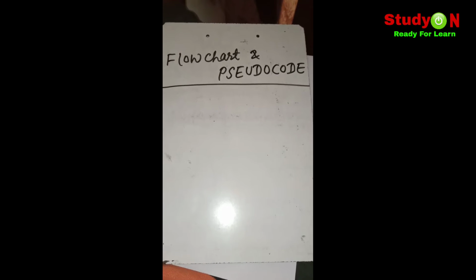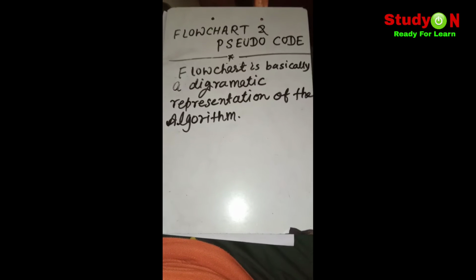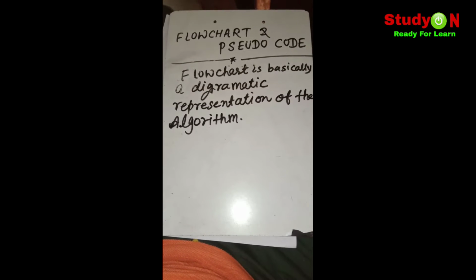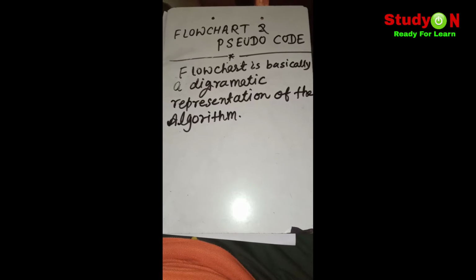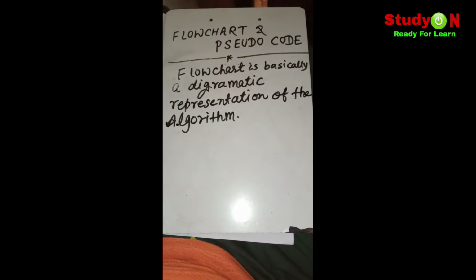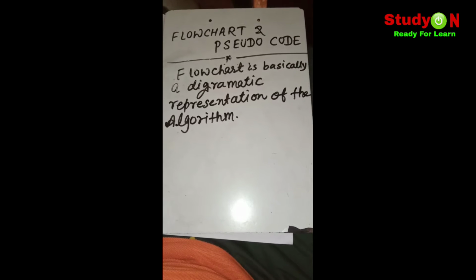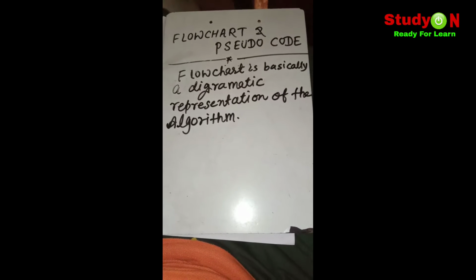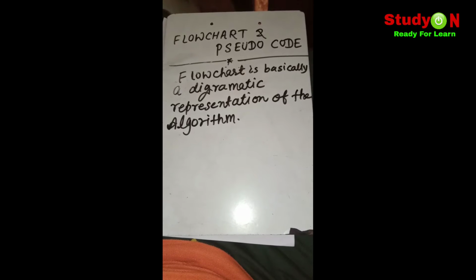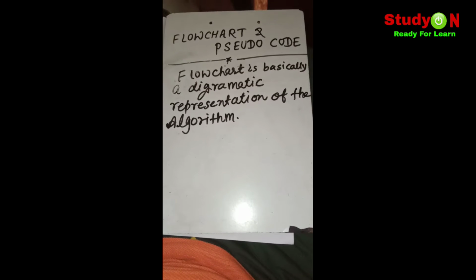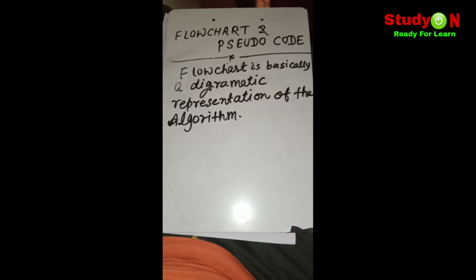Today I am going to discuss flowchart and pseudocode. Then what is a flowchart? A flowchart is basically a diagrammatic representation of an algorithm. For making a flowchart, we need some shapes and their uses. Let us see some shapes and their uses in the flowchart.